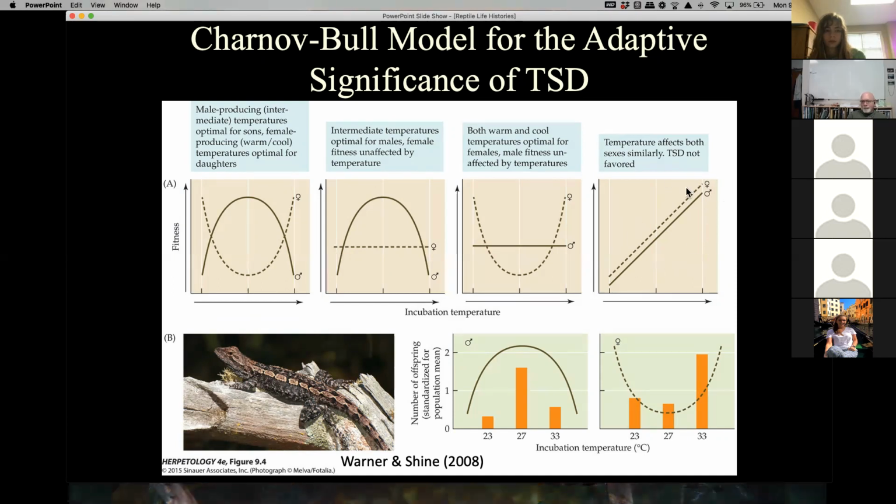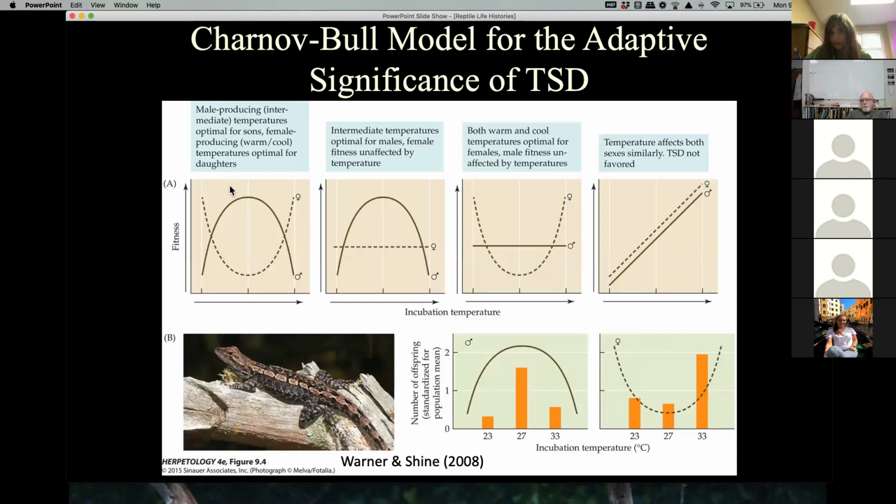However, this situation is not a situation that would favor temperature-dependent sex determination because temperature of incubation affects the fitness of males and females equally. And so Warner and Shine in 2008 tested this with a lizard in Australia, and they found that the incubation temperature was correlated with the fitness of the male, and the incubation temperature was also roughly correlated with the fitness of the female in a situation that resembles panel A up here.